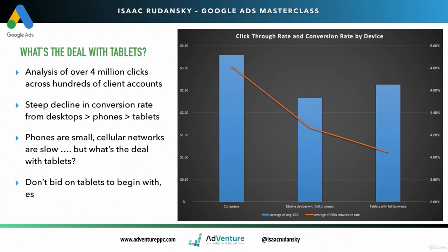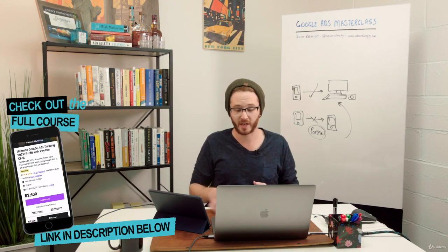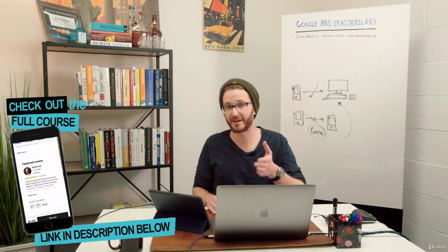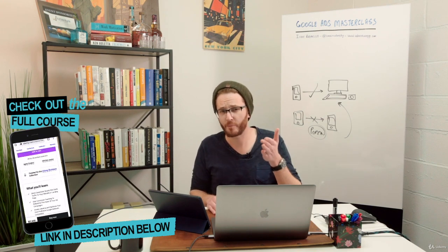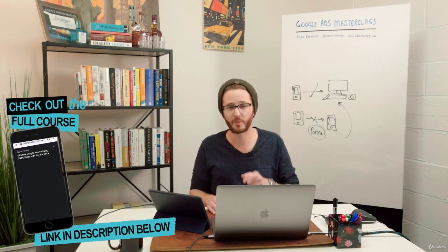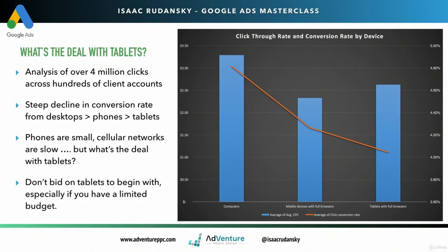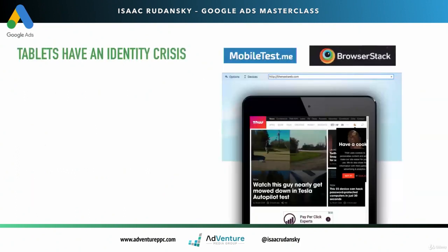So my advice would be don't bid on tablets to begin with, especially if you have a limited budget, right? If you're not going aggressive, you don't have research and development budget, I would knock out tablets. That is my advice to you, my student. Put a negative, and I'm gonna show you how to do that in a moment, put a negative 100% bid adjustment on tablets to start off with. To explain why this is happening, I think tablets have a bit of an identity crisis. Responsive design, in my opinion, is the culprit here.